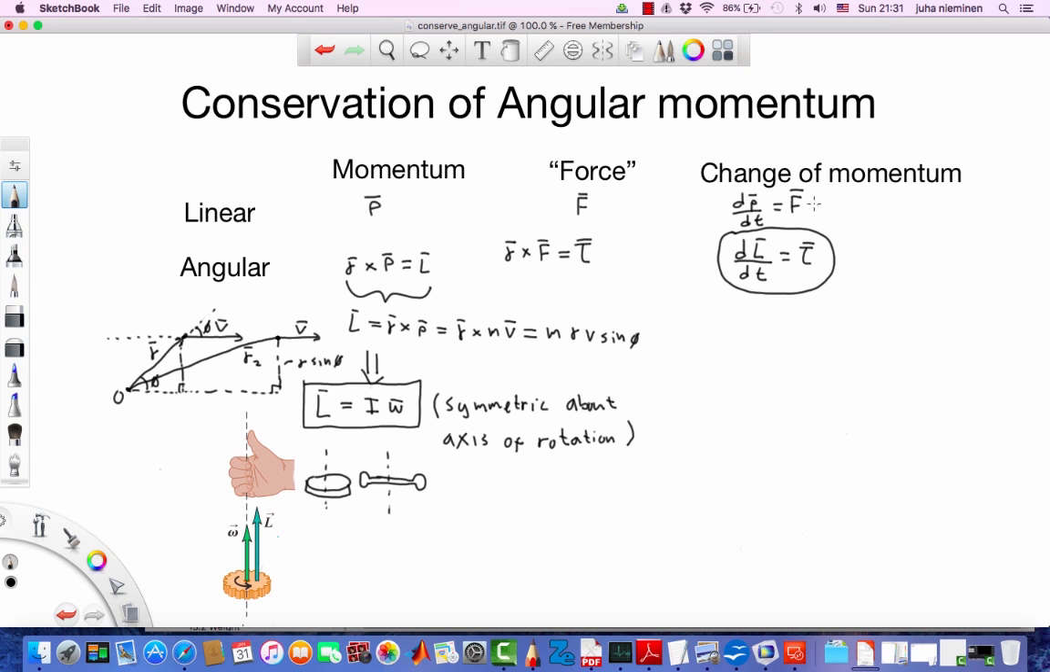And that resulted in the principle of conservation of linear momentum. So from this result, we can state the principle of conservation of angular momentum. The change in angular momentum as a function of time is 0 if no net torque acts on the object.